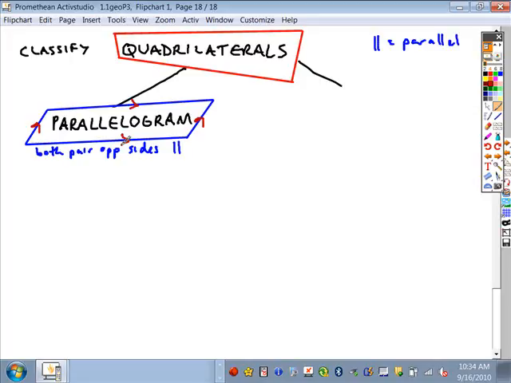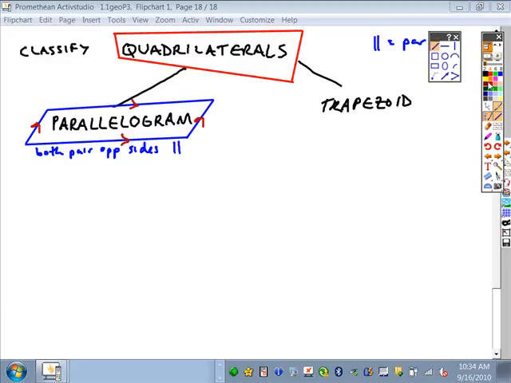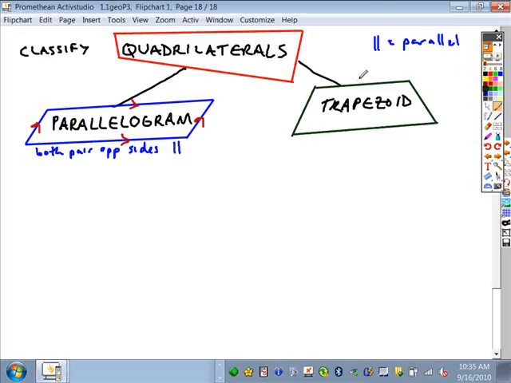So this figure that encloses the word parallelogram is a parallelogram. Both pairs of opposite sides are parallel to each other. And you can also have a figure that has only one pair of opposite sides parallel. That's called a trapezoid. So if you look at a trapezoid, in this particular case, only one pair of sides are parallel.